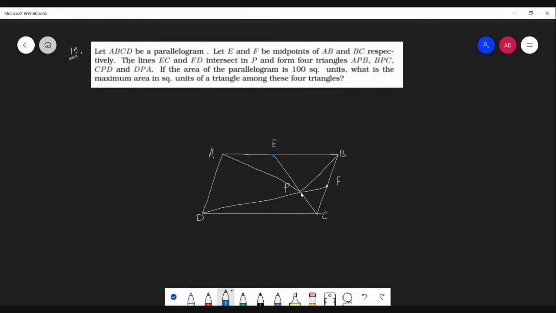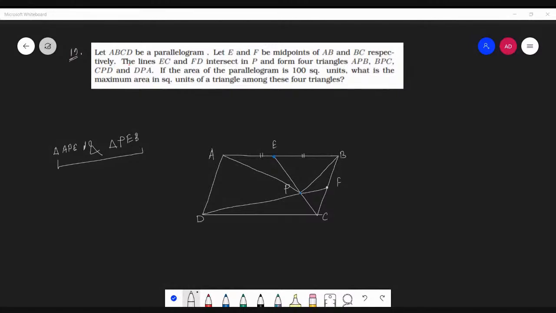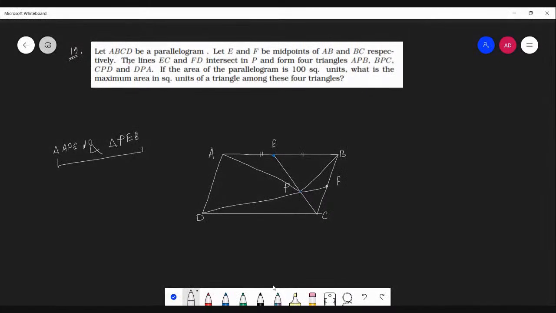So realize as this is the midpoint and as your P is here, I am focusing on the triangle APE and triangle PEB. Realize that their height is the same and these two lengths are equal. So obviously their areas are the same, right?